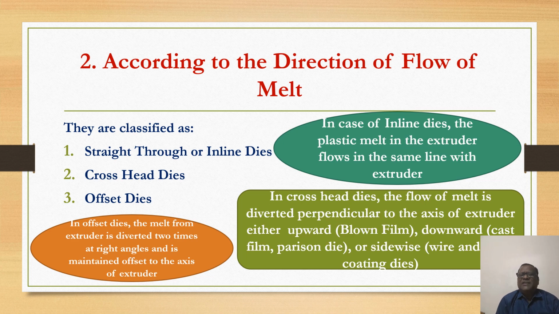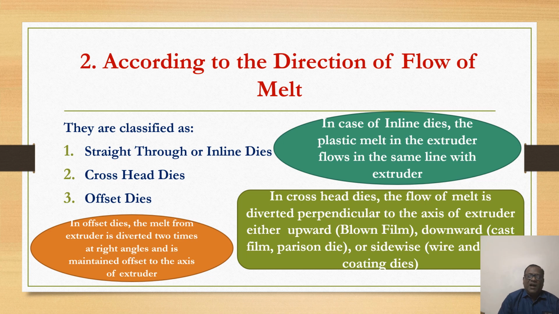This is a geometrical term we also use in other situations. Because of that distance, the terminology is offset, and based on that, the type of die is classified as an offset die. So according to the direction of flow of the melt, there are 3 types. One is inline die, second is cross-head die, and the third is offset die.